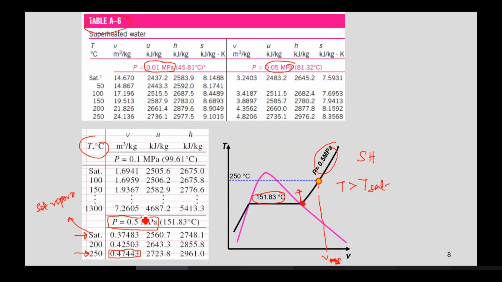Just next to the pressure column, there is a temperature written, which is the saturation temperature for the pressure that you're dealing with. So this is the temperature of saturation for that pressure, and the saturated row contains the properties corresponding to the saturated vapor state. Now, when you are dealing with compressed liquids, you essentially have to deal with table A7.